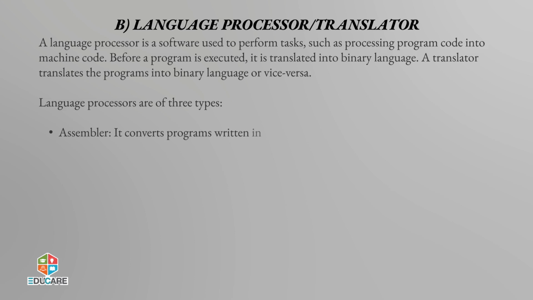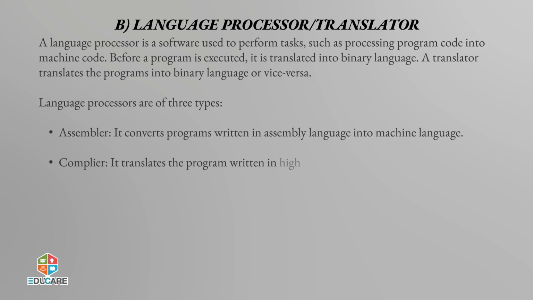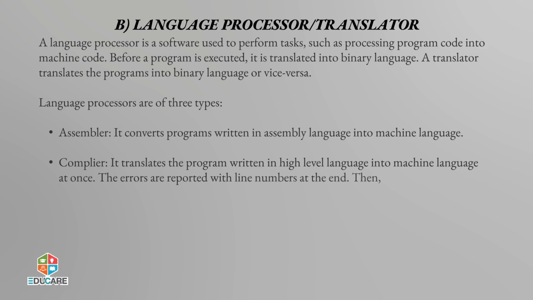Assembler. It converts programs written in assembly language into machine language. Compiler. It translates the program written in high-level language into machine language at once. The errors are reported with line numbers at the end. Then, the program is again translated for errors.